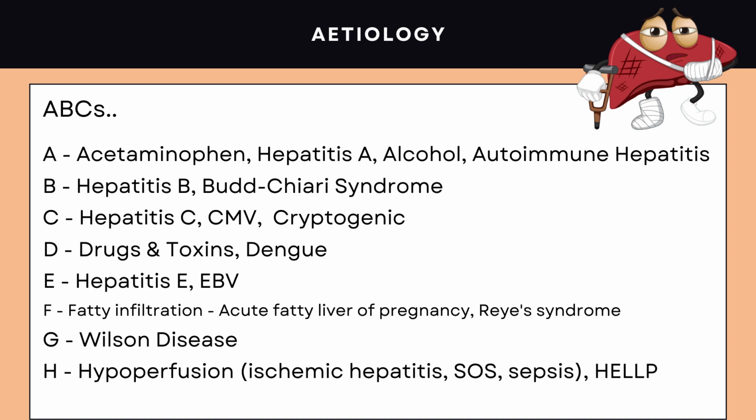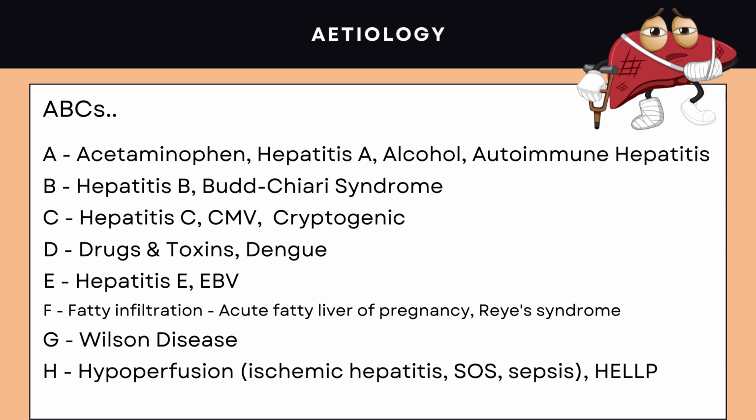Now let's move into the etiology of acute liver failure. You can simply remember these etiologies as A, B, C, D, E, F, G and H. From A: acetaminophen, hepatitis A, alcohol, autoimmune hepatitis. From B: hepatitis B. From C: hepatitis C. From D, very important: drugs and toxins, and rarely dengue.